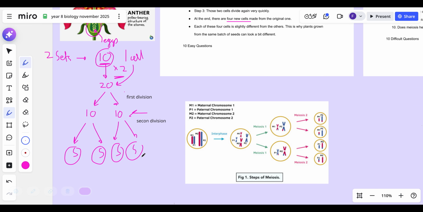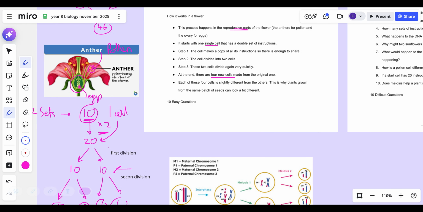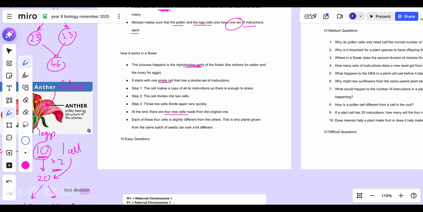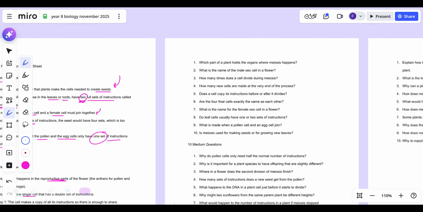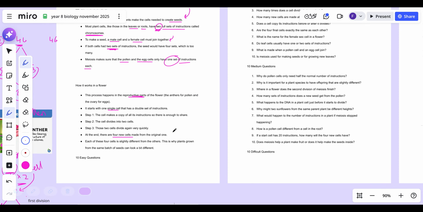Each of these is different. Each one of these is different. That's why you are different from your brothers and sisters. Even though you may be related, we are all different, unless you're identical twins, but that's a different story. And that's really important. That's how we get variation within organisms. That's why every human is different.